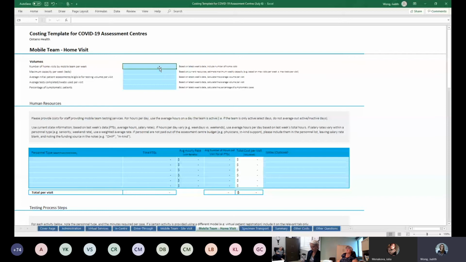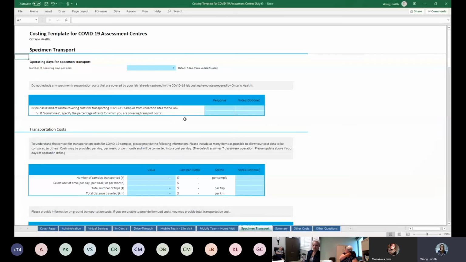Specimen transport may or may not apply to your assessment center because we know that the labs are picking up the transportation costs in some cases. So if your labs are covering transport, don't report it here because it's already reported under the lab cost. So let us know which it is. If it's sometimes, tell us the percentage.